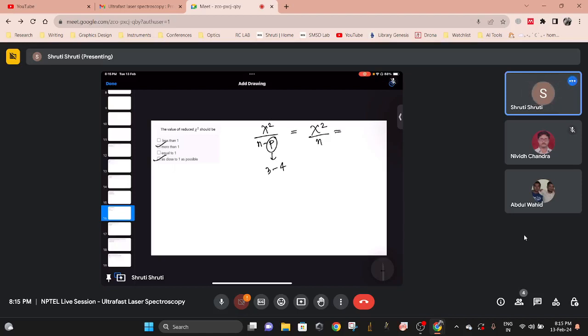chi-square by n if you neglect this, and chi-square is proportional to n, so it should be n by n, equal to 1. But it cannot be exactly 1 because of this factor in the denominator. After subtracting this from n, the whole thing will be slightly more than 1, but it will not be 2, it will not be 1.5. It should be nearby 1, like 1.1, 1.001, a small number.